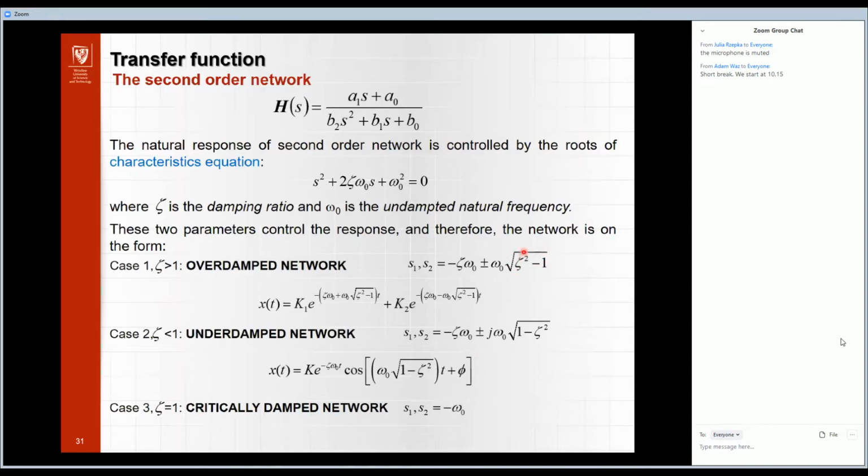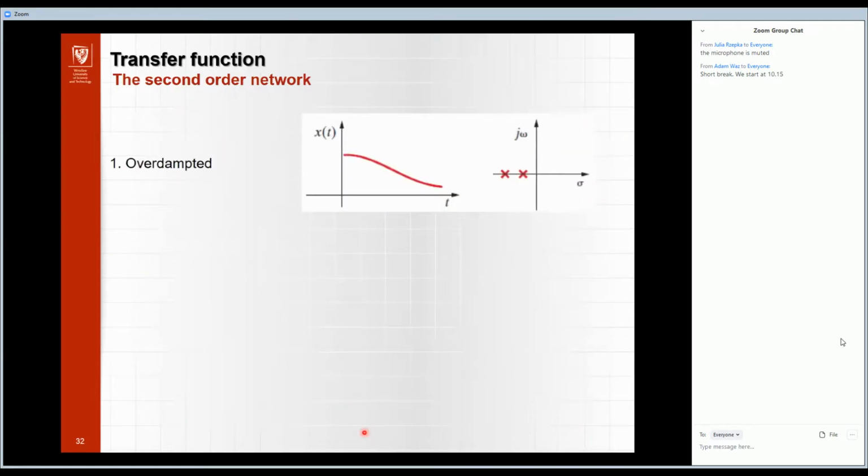When we substitute the 1 here, we have 0 here, and it is just minus omega. And from this, the response is very simple, and consists of this part and this part. This part consists only of this one and constants, and here we have also the t. Okay, and so this is what it means.